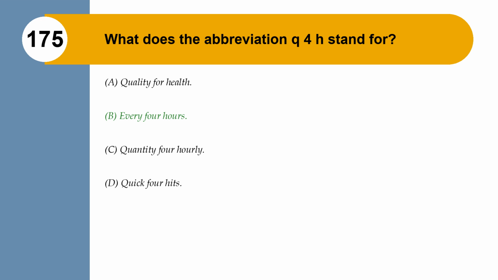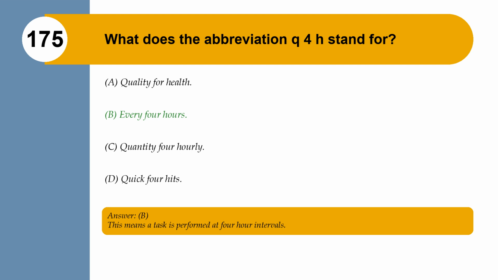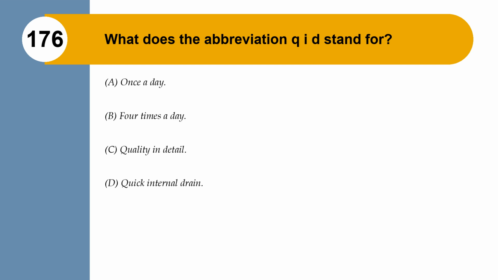The correct answer is option B, every 4 hours. Explanation. This means a task is performed at 4-hour intervals. Question 176. What does the abbreviation QID stand for? Option A, once a day. Option B, 4 times a day. Option C, quality in detail. Option D, quick internal drain.